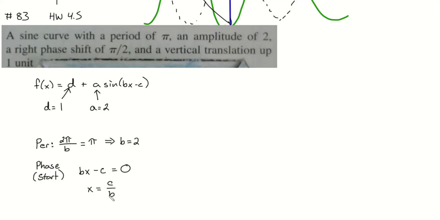Now, we have phase shifted to the right or left? To the right. So I know that c over b, whatever it is, the first value that we plug in is going to be what? Or the first value of our function, the first argument.